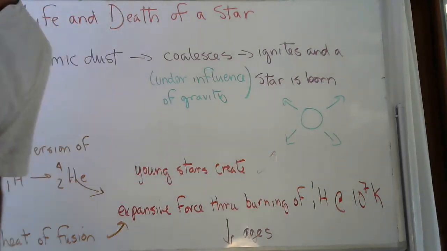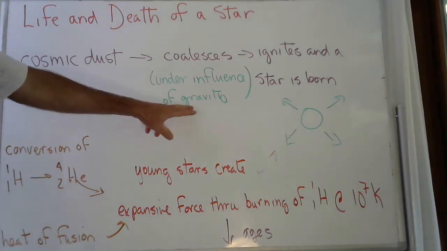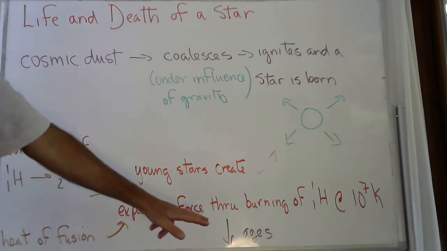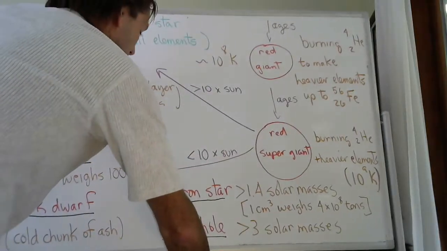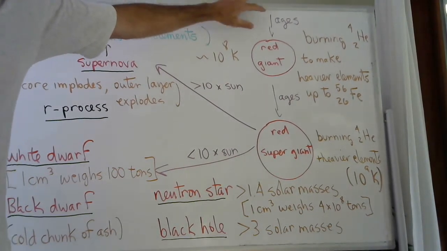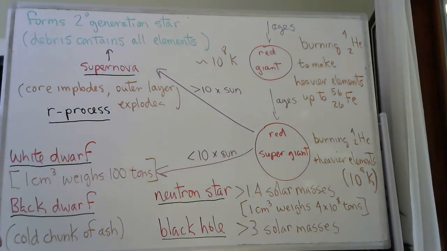And this is occurring at about 10 to the 7, 10 to the 8 Kelvin. And so the expansive force that is keeping this star going and counterbalancing the contraction due to gravity is the heat from this fusion reaction. So these are exothermic reactions that are occurring. This will happen over many billions of years as it ages. And so we're here, and over time, over billions of years, the hydrogen fuel will slowly run out, and then the star will start to collapse because there is not enough expansive force.